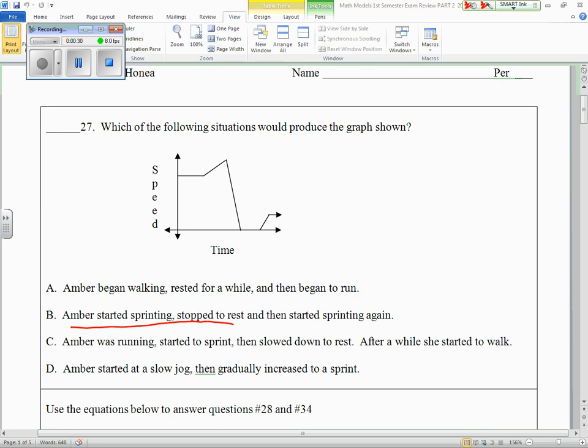Sprinting would be at a constant speed, okay? But then what do you do about this increase in speed? So her speed was constant, then it jumped up, and then her speed dropped off to 0. If your speed is at 0, what does that mean? It means you're resting. Okay, so we're looking at C. Slowed down to rest, and then she started to walk. So her speed was a lot lower after she took her rest.